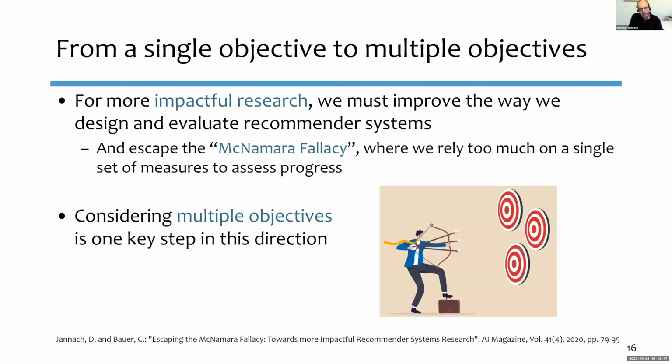And so we also put forward this paper 2 years ago. To put this together, we called it escaping the McNamara fallacy. It's important that we have more impactful research, even more impactful. Let's put it positive here. So if we just measure what we can easily measure in academia, then we might not make progress.